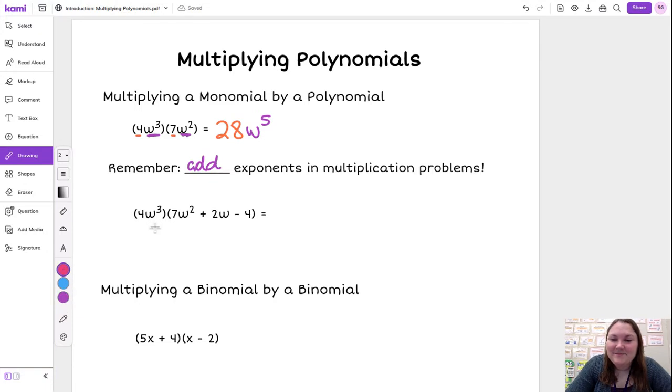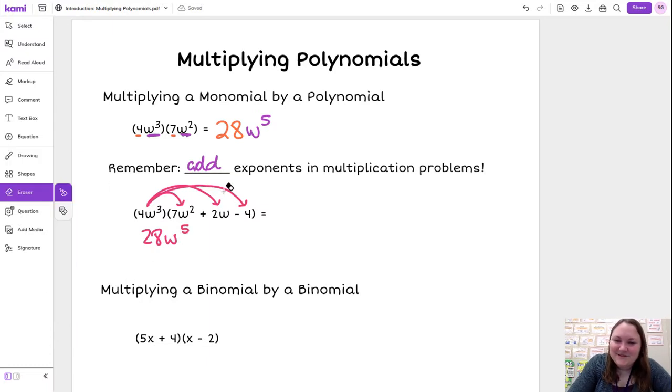In these problems, the difference is we are going to be distributing. So instead of only doing one multiplication problem, because 4w cubed is in front of 7w squared plus 2w minus 4, it means I need to distribute that and multiply all three of these terms. So when we do that multiplication problem, we already did this first one, 4w cubed times 7w squared. That is 28w to the 5th power.